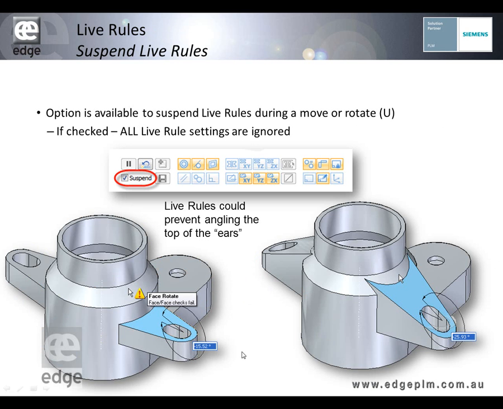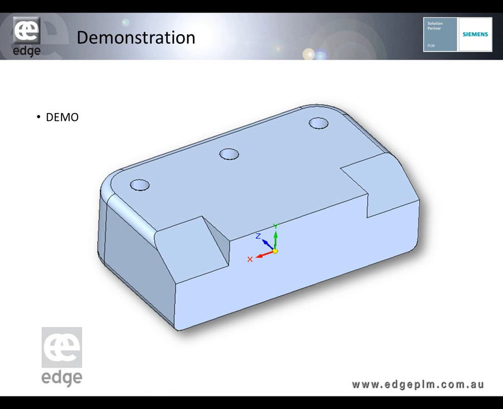Now, sometimes you don't want the live rules to be functioning because they will prevent you from doing something. So in this case, we want to rotate this face with the steering wheel. I'm not showing the steering wheel for clarity, but I've just suspended the live rules. So you just tick on the suspend, and the live rules will be suspended, allowing you to do what you want to do. The face checks fail on this one, so I suspend them, make the change, type in the angle that I want to change it to, and then untick the suspend, and the live rules go back to where they were before I did that. So it retains what it was before.